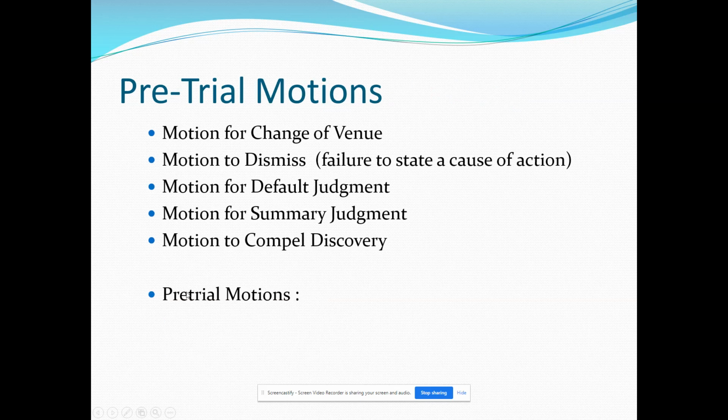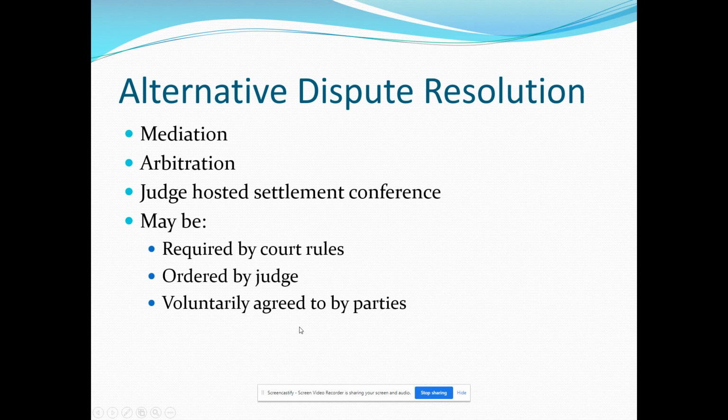So then we've gone through the discovery phase, we've taken our depositions, we have all our documentation, all our evidence, all those ducks in a row. And then there's pretrial motions. So maybe there's a change of venue, you don't like where it is, you don't think it's appropriate, a motion to dismiss, maybe not just on the pleadings, but for something more severe at this point. Motion for default judgment if another party has not answered the complaint. Motion for summary judgment if you feel that there is no genuine issue of material fact and the court can make this decision solely on law alone. Or again, motion to compel discovery.